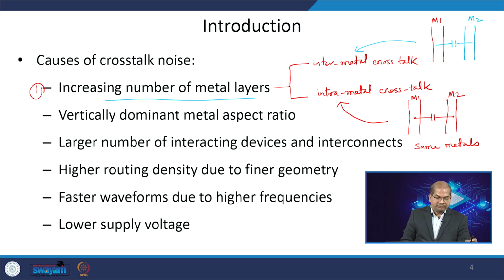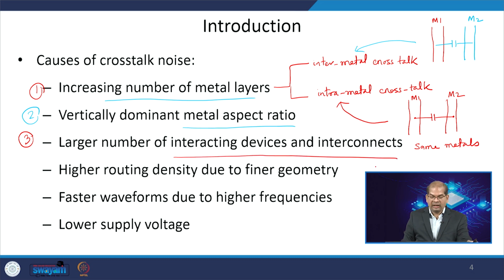Then it also depends upon the vertically dominant metal aspect ratio. Aspect ratio means width and length. So, it depends upon the width and the length of the metal. Then the third point is a larger number of interacting devices and interconnects. Because of the large number of interacting devices and interconnects, and long interconnect lines, we have crosstalk.